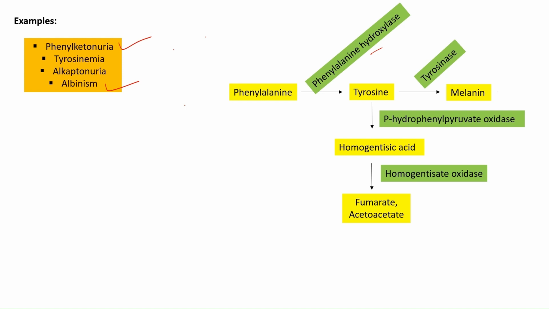Tyrosine gets converted into homogentisic acid. Now when this particular enzyme is affected due to a mutated gene, that's when tyrosine accumulation occurs in our body. That condition is known as tyrosinemia. For the conversion of homogentisic acid into fumarate by the enzyme homogentisate oxidase, when the gene for this enzyme gets mutated, we get the disease called alkaptonuria.